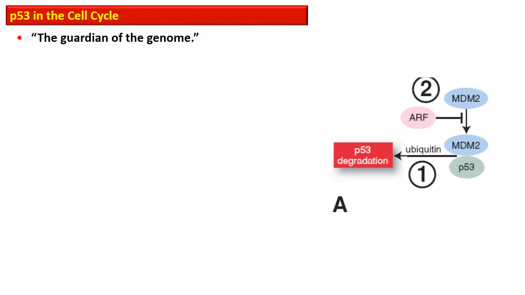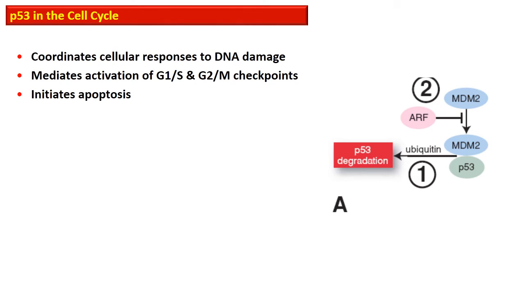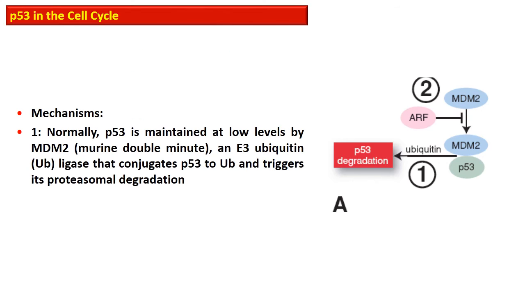P53 is termed the guardian of the genome, and it coordinates cellular response to DNA damage. It mediates activation of the G1 to S and G2 to M checkpoints, and it initiates apoptosis. The P53 is maintained at low level by binding with MDM2, that is murine double minute, and it is an E3 ubiquitin ligase that binds this P53 to ubiquitin and triggers its proteasomal degradation.